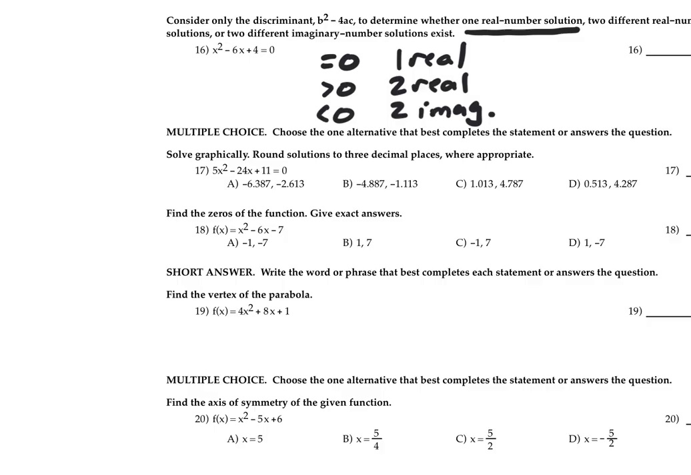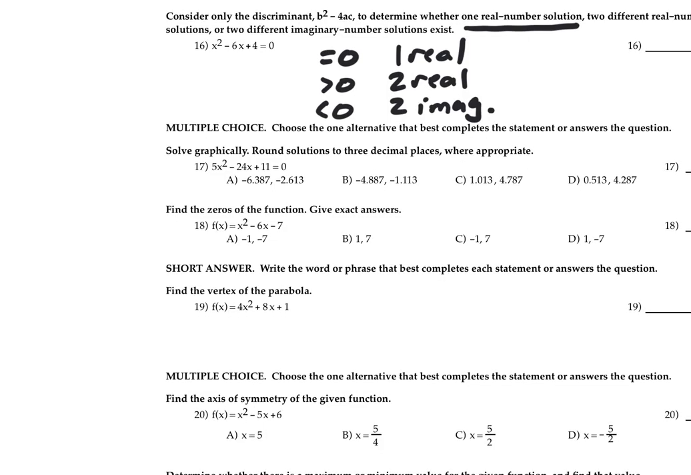17, you can just put this one right into your calculator. It even says to solve graphically. So that just means put it in the calculator and see where it crosses the x-axis. If you need help with your calculator, let me know today and I can help you with it if you don't remember how to find those zeros. We've already done that this year though, so I think most of you should be good on that.